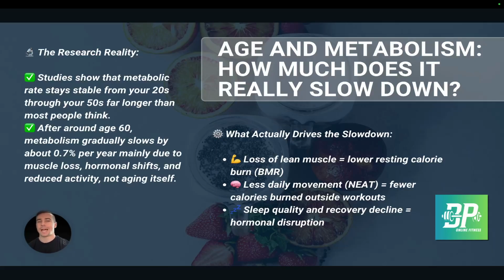So again, what actually drives the slowdown is the loss of lean muscle, lowering your resting calorie burn, which is your basal metabolic rate; less daily movement, which is your non-exercise activity thermogenesis, fewer calories burned outside of workouts; sleep quality and recovery decline; and hormonal disruption.